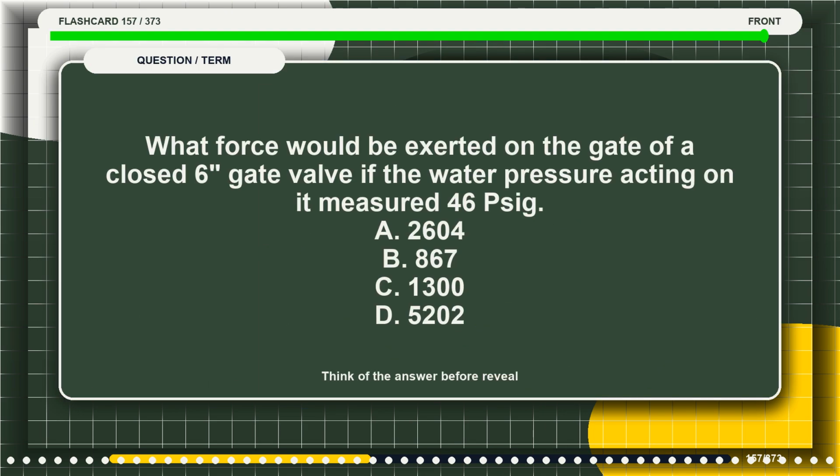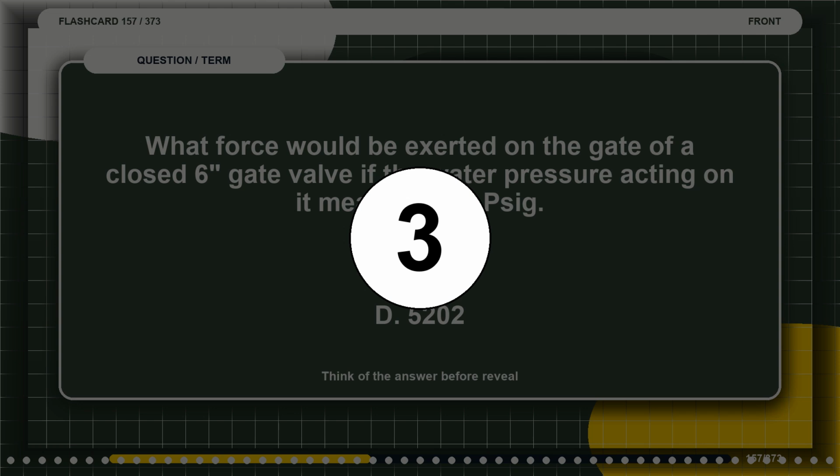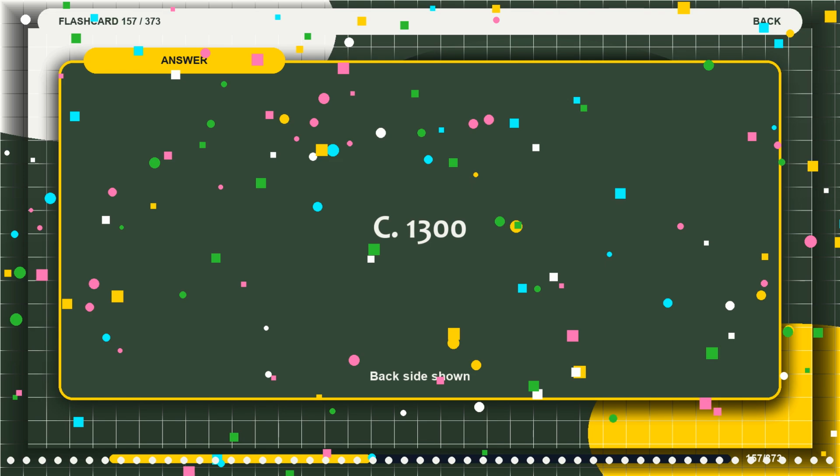Flashcard 157. What force would be exerted on the gate of a closed 6-inch gate valve if the water pressure acting on it measured 46 psig? A. 2604. B. 867. C. 1300. D. 5202. Think of the answer before the reveal. The answer is C. 1300.